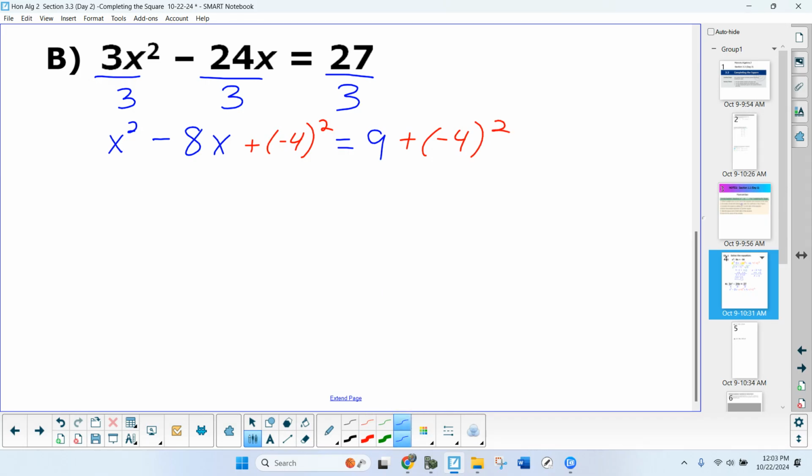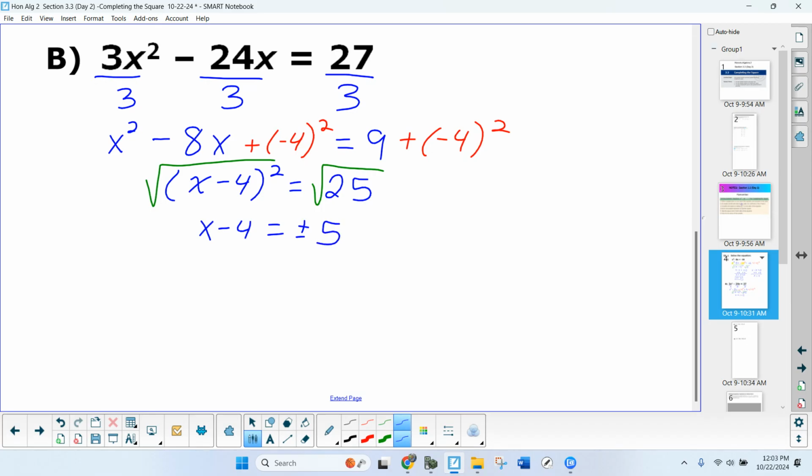What does this side factor into, AJ? X minus 4, squared. Okay. And then this is 9 plus what? 16. What's 9 plus 16? 25. Now what'd you do? So then you do x minus 4 is equal to plus or minus 5. Yeah, take the square root. X minus 4 equals plus or minus 5.